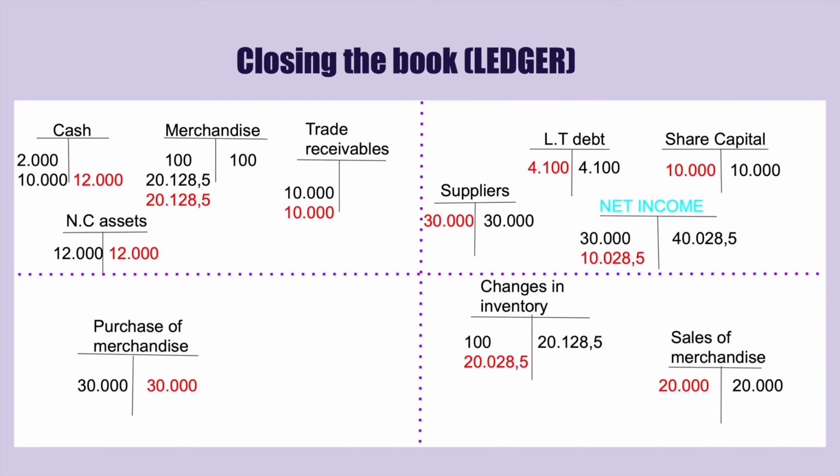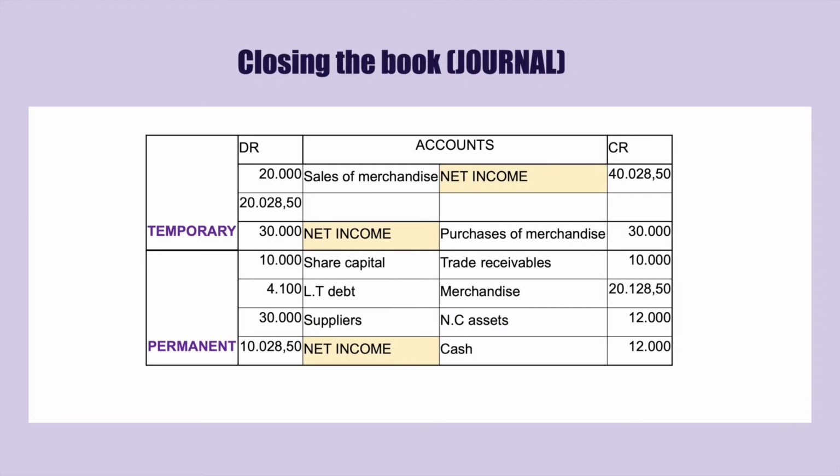Okay, to close the ledger book, first we have to close the temporary accounts. First the revenues, then the expenses, and then with those we calculate the net income and we start closing the permanent accounts. On the next page, you can see how we are going to close the journal book. It's the same process as the ledger book, but in this format.